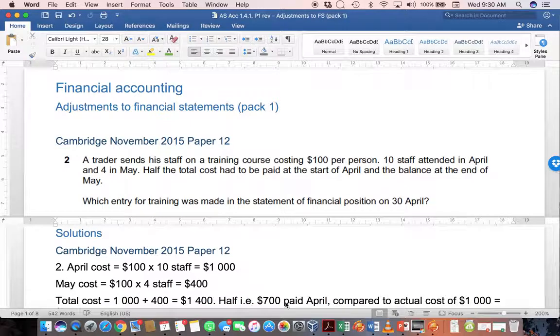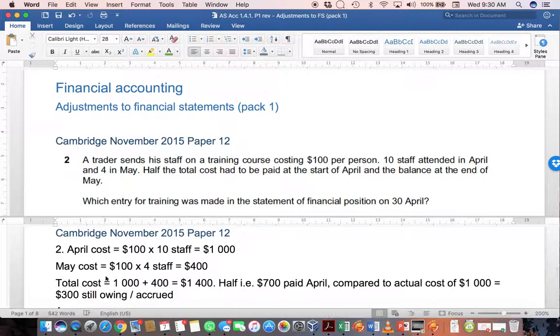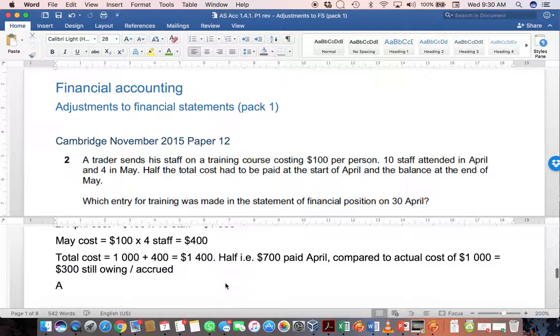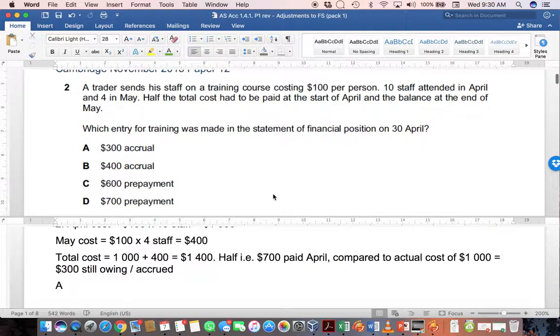So therefore, in the statement of financial position, you would need to account for the missing amount of $300 that is still owing or accrued. This $700 plus the $300, in other words the $1,000, would have been shown in the statement of income. On the statement of financial position, which is what is asked, you need to show $300 accrued, and that's why you would choose A as your answer. Notice that I didn't look at any of these answers until I had actually come to what I thought the answer should be. Then I will go and find it over here, and hopefully it is there, and in this case, yes, it is. Let's look at the next one.